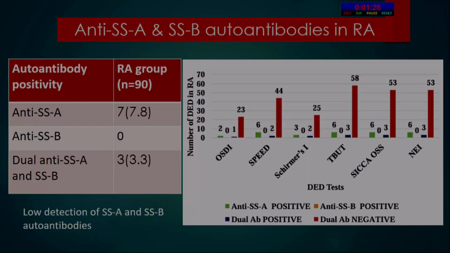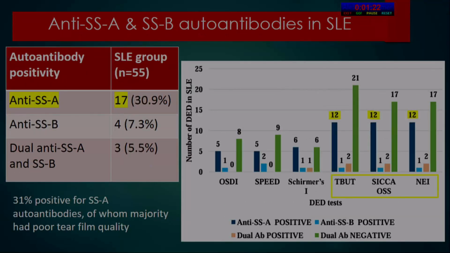Anti-SSA SSB autoantibodies were detected at low rates in rheumatoid arthritis patients, and anti-SSA was 31% positive in the SLE group. Still, the dual antibody negative patients had abnormal TBUT and ocular surface staining scores.